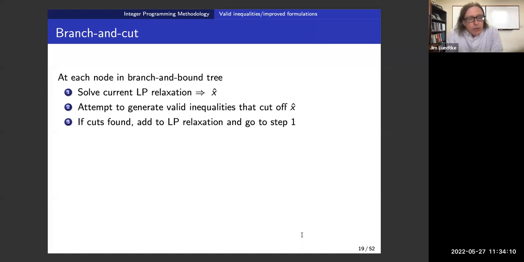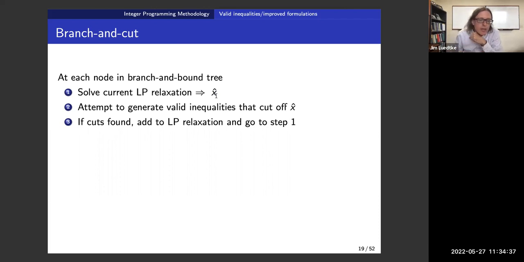Okay, so next question is, how do we use these valid inequalities within a branch and bound algorithm? This is known as branch and cut. The idea is at every node in the branch and bound tree, you're solving the LP relaxation of that node. That's the first thing you would do. Let's say you get a solution x hat, which certainly might be fractional, even in some of the integer variables.